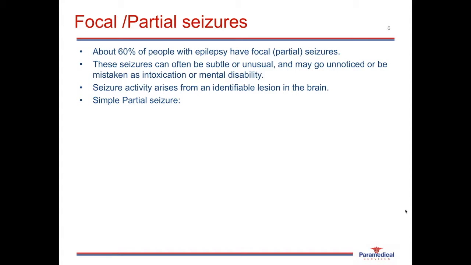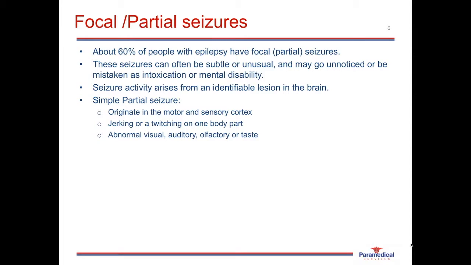A simple partial seizure may originate either in the motor or sensory cortex. It can result in a jerking or twitching movement, so clonic movement, in one body part or body region. It can result in altered sensations and visual, auditory, olfactory, or taste sensations.